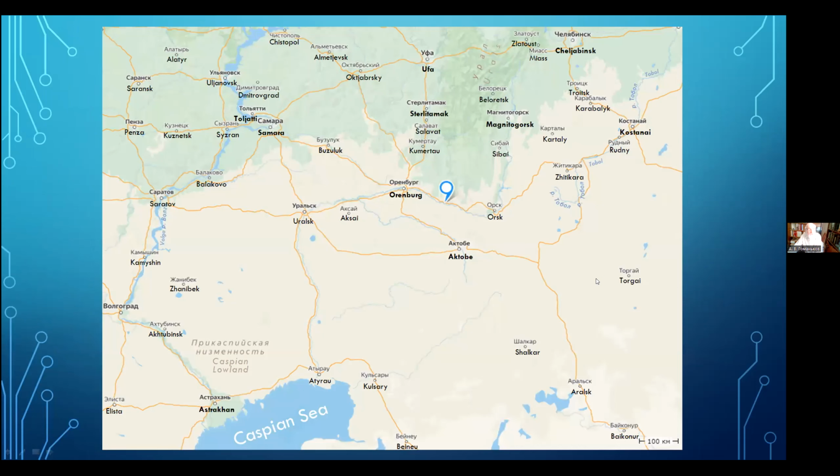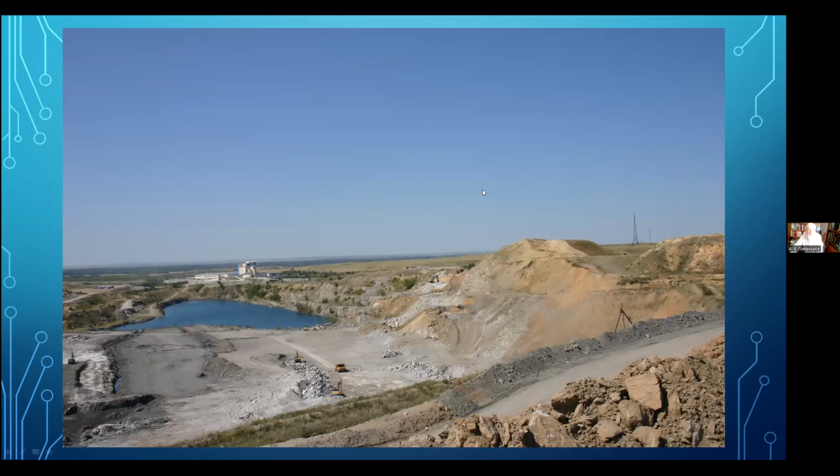The Dubensky quarry is located in the Orenburg region, about 100 kilometers to the southeast from the Orenburg city. Here is the locality. Gypsum has been mined in this quarry since the 1930s. They say that this gypsum is of very high quality. The gypsum-bearing member is of the Kungurian age. It belongs to the upper part of the Lower Permian.